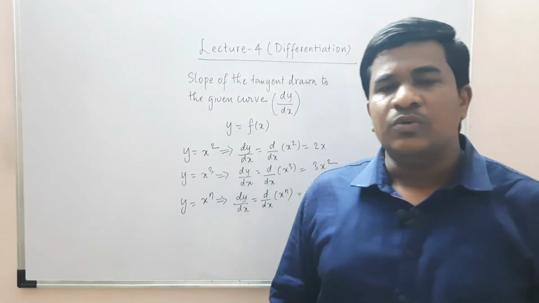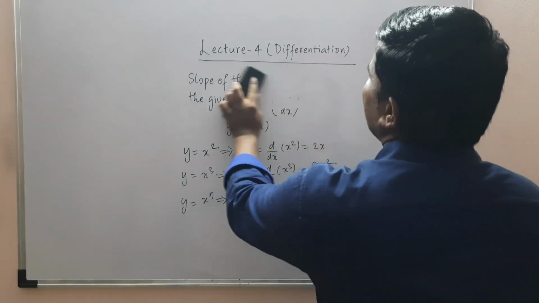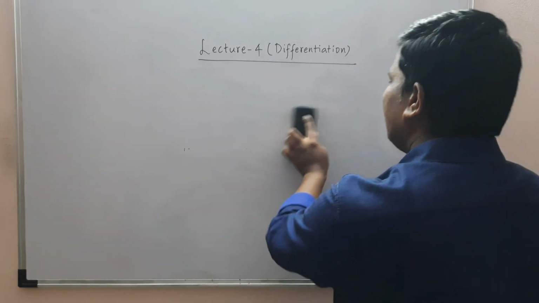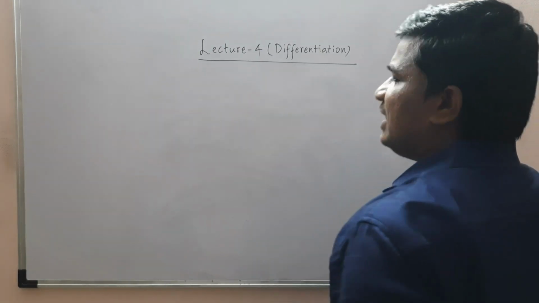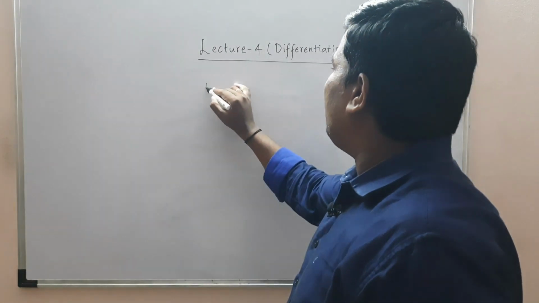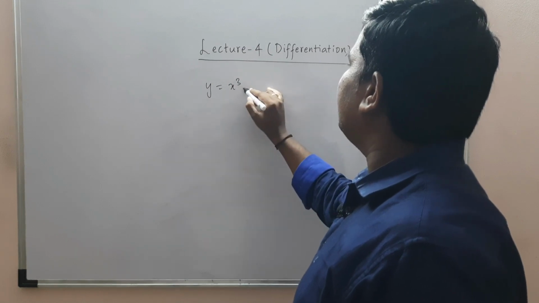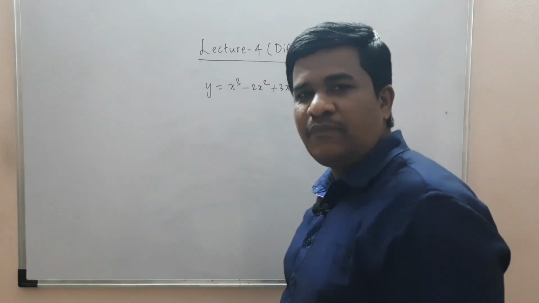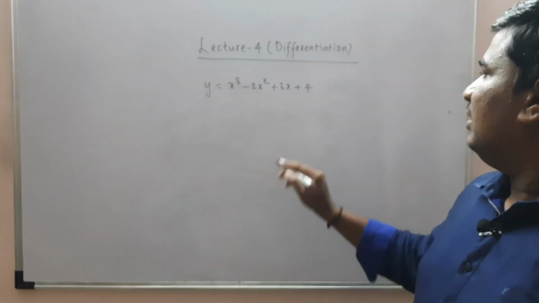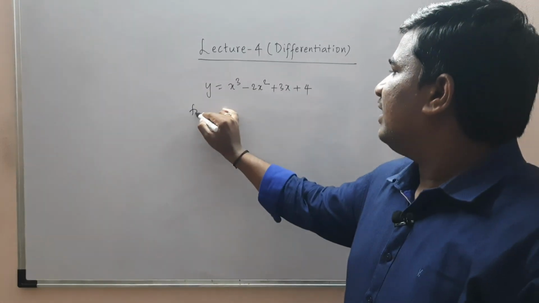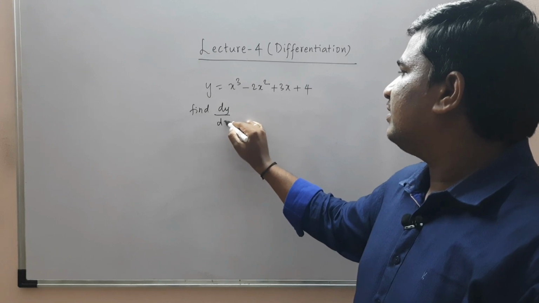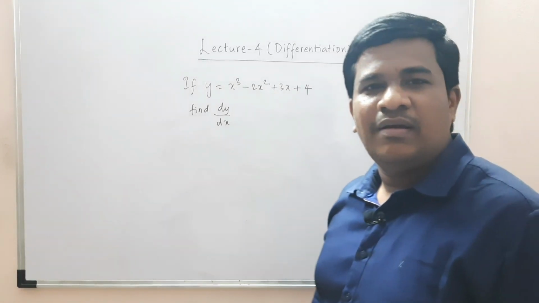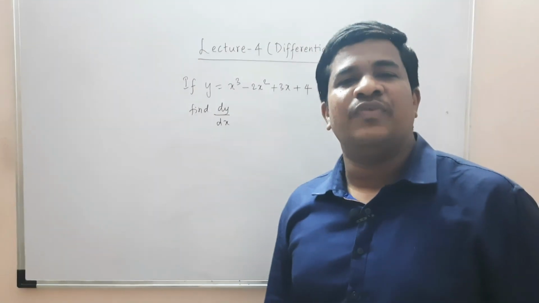Now let us take some more examples. Let me take some algebraic expressions or equations. Something like y equal to x cube minus 2x square plus 3x plus 4. In this example, an equation is given like this, and you are asked to find dy by dx. So if y equal to x cube minus 2x square plus 3x plus 4, what is dy by dx? What do you do?